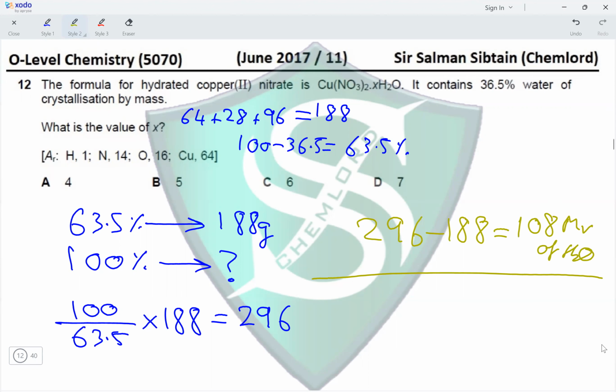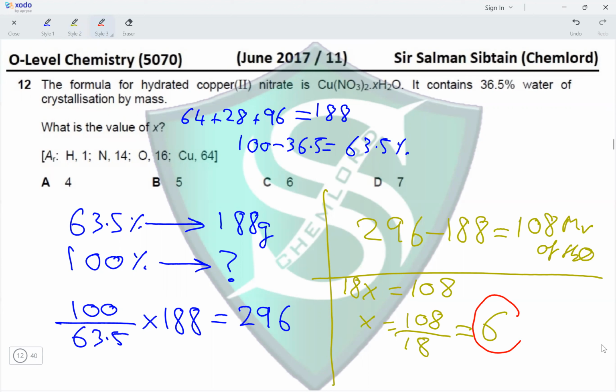So since we have got the MR of H2O as 108, X into 18 or 18X equals 108, because 18 is the mass of 1 mole of water and the number of moles of water is X. So X would be equal to 108 divided by 18, giving us a value of 6. Therefore, the formula for hydrated copper nitrate is Cu(NO3)2·6H2O, making option C the correct option for this question.